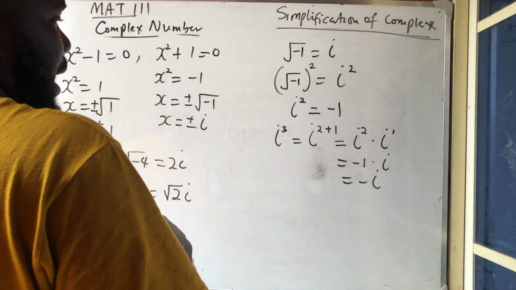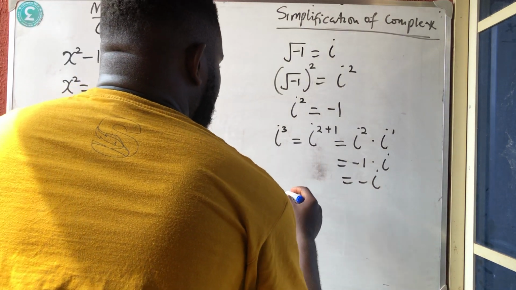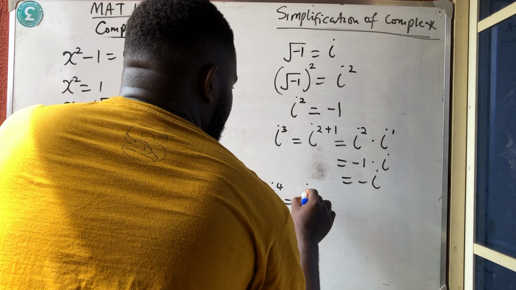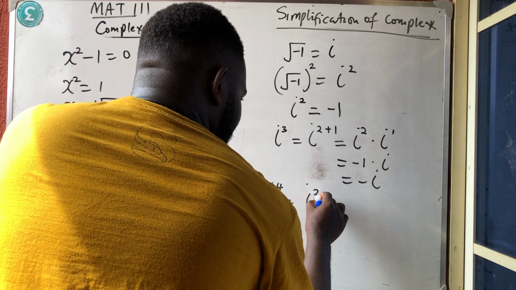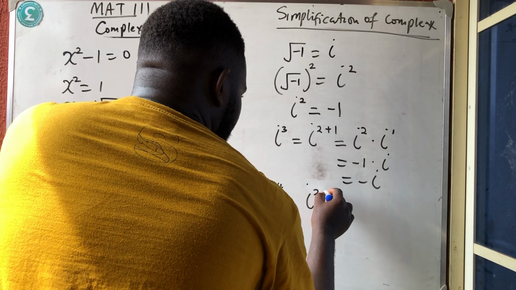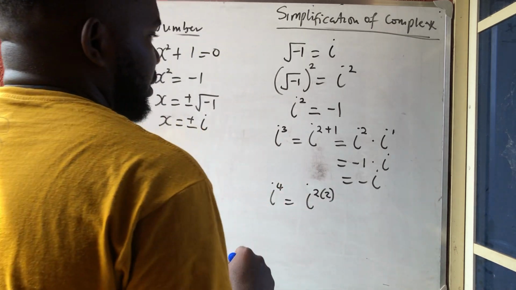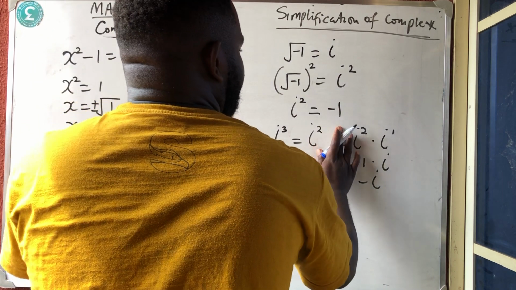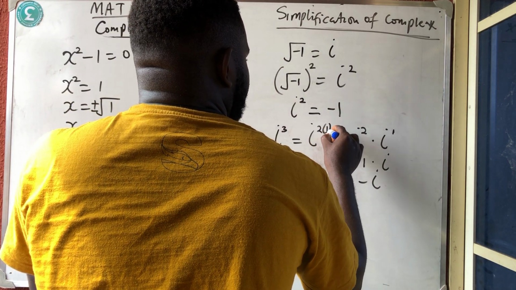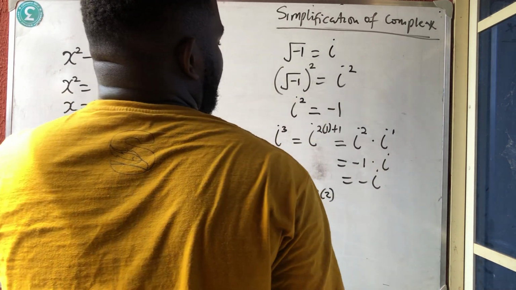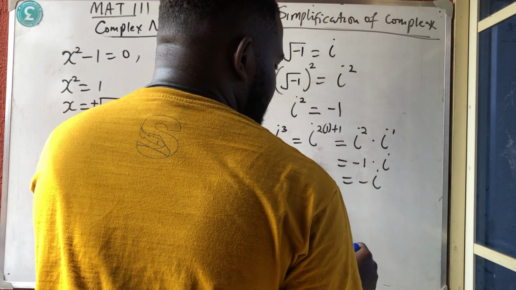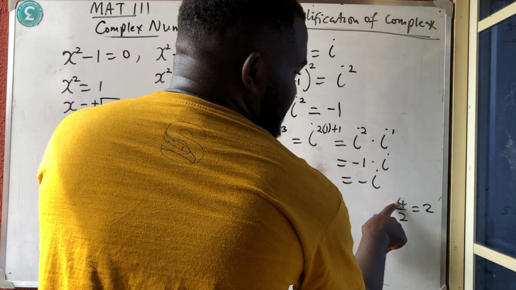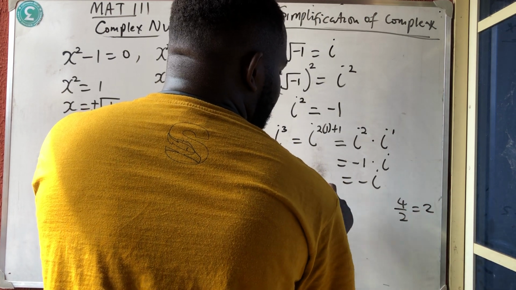So the next one is i raised to power 4. Let's know what i raised to power 4 will give us. i raised to power 4 is simply saying i raised to power 2 times 2. In fact, it should be like this, please: 2 times 1, then plus 1. Okay? How do you get it? Just divide anything you see here by 2. 4 divided by 2 gives you 2. So 4 is something saying 2 times 2. Okay? So that's how I got this.